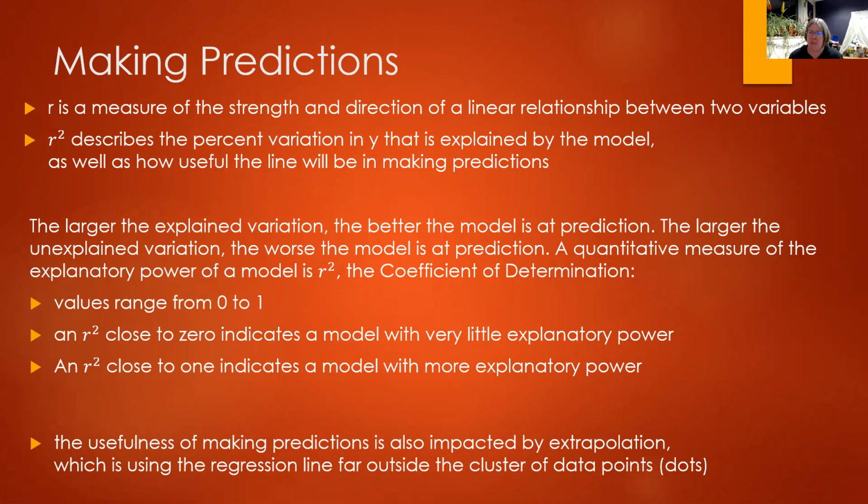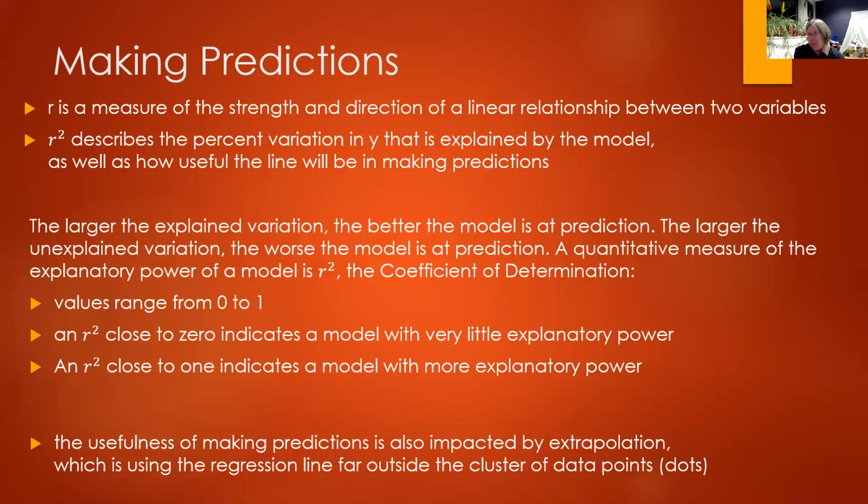Okay, but what it means in practical terms for you is that if R squared is close to 0, it means your line is probably not going to give you very good predictions. And if your R squared value is close to 1, it's going to give you pretty good predictions as long as you're using it responsibly. Okay, so R squared values range from 0 to 1, 0 being not such a great predictor, 1 being a pretty good predictor. Okay, the other issue with predictions is something called extrapolation.